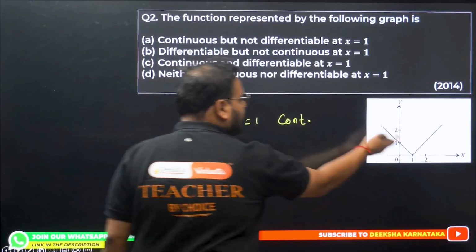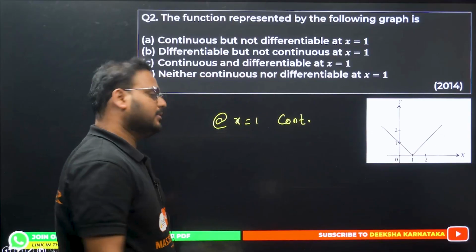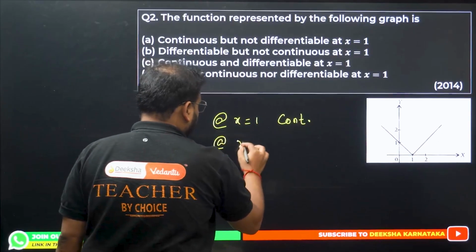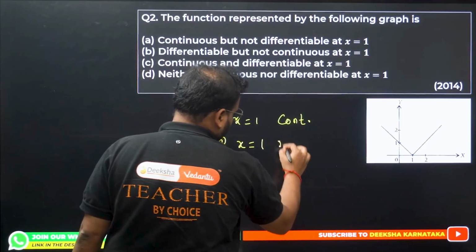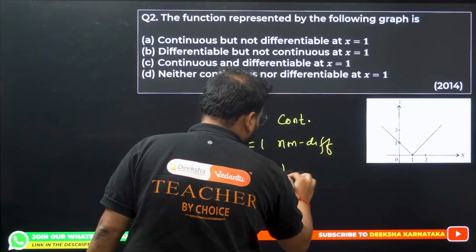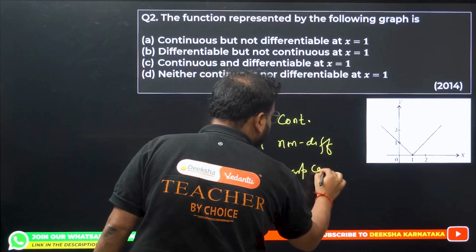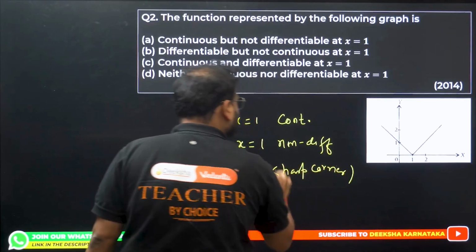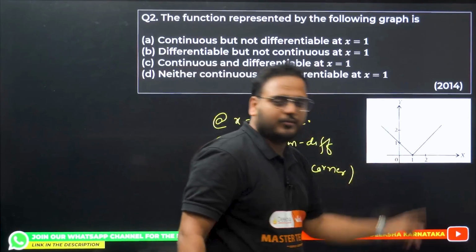Continuous, because there is no break in the graph. What about differentiable? Give me the answer, all of you. Of course, non-differentiable. How come? Sharp corner. Sharp corner is present. Here, can you see? There is a sharp corner present over here at the point 1.